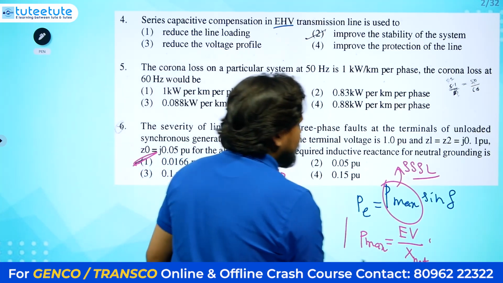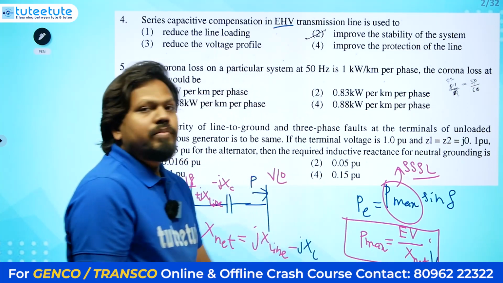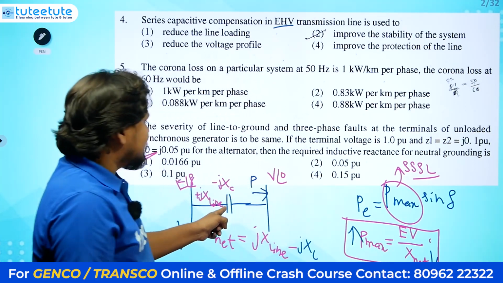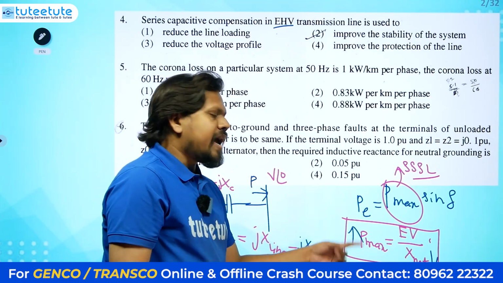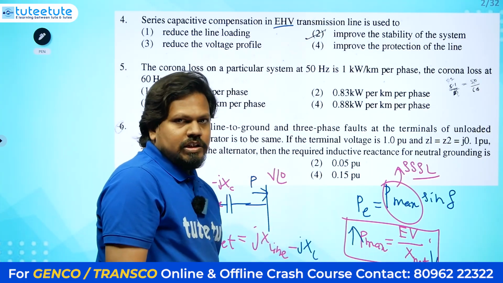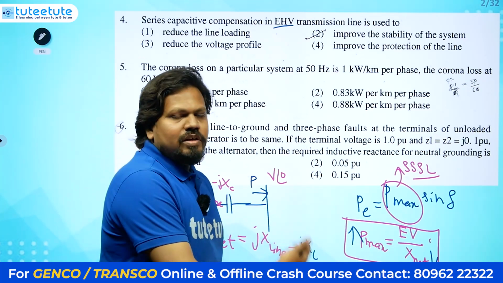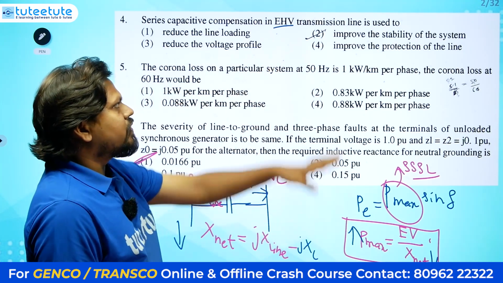Now X net decreased, that means P max will increase. P max will increase whenever you connect a series capacitor bank. The steady state stability limit, or the maximum power that can be transferred, will be increased, otherwise said, the stability limit is improved. So it improves the stability of the power system.